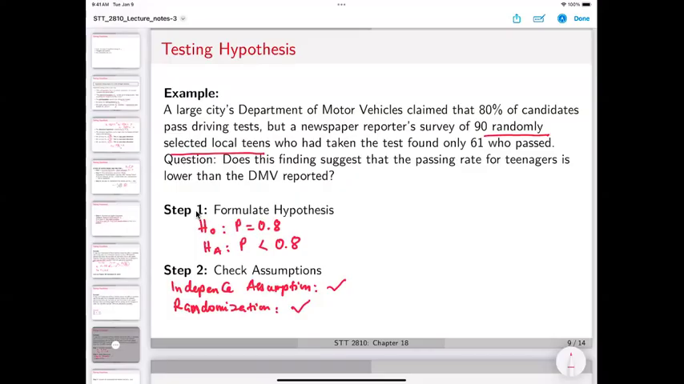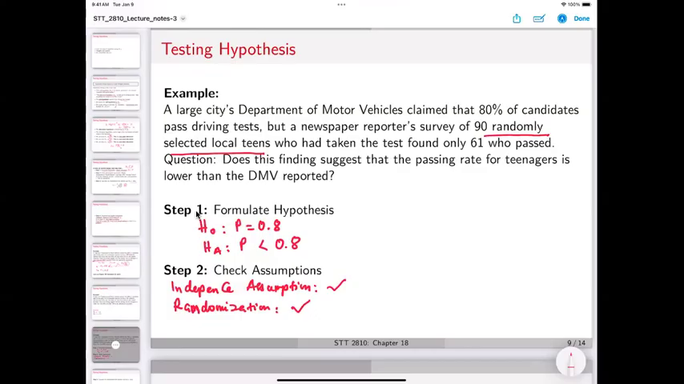How did you figure out that the independence assumption is satisfied? I figured out independence because I know that if you go take the DMV exam, whatever score you get is independent of someone else taking the DMV exam. Oh, okay.